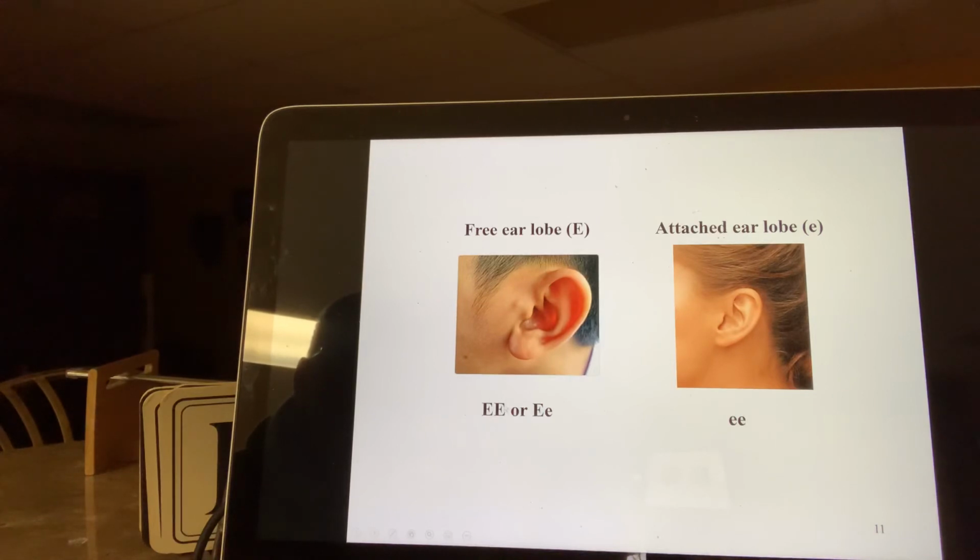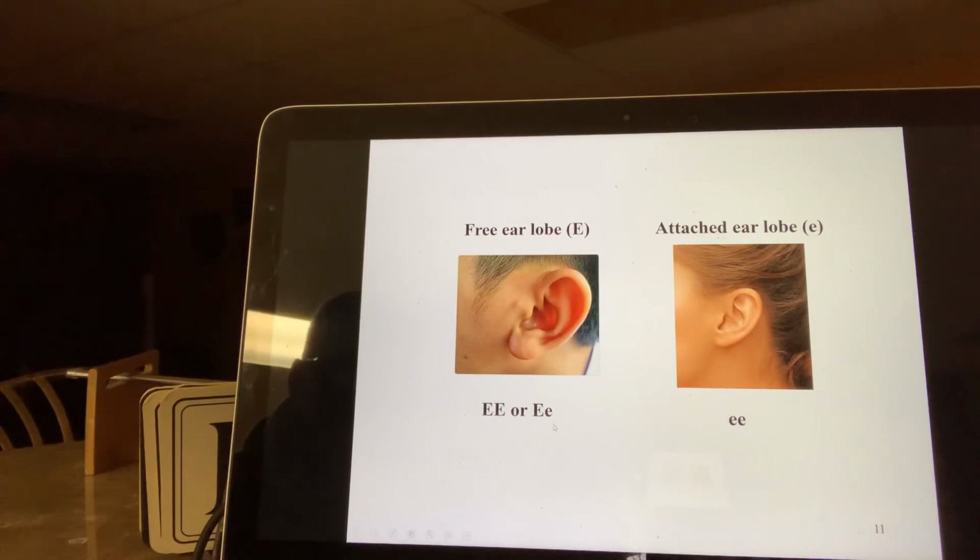You could have gotten two big E alleles from your mother and your father, or you could have gotten one big E from one parent and one little e from the other, because the recessive will be masked by the dominant, and these will look exactly like these. So if you have a free earlobe, you know what your phenotype is, but you do not know your genotype because you could be either one of these.